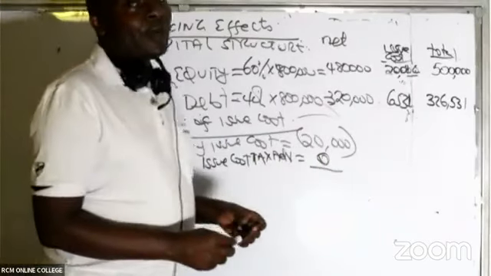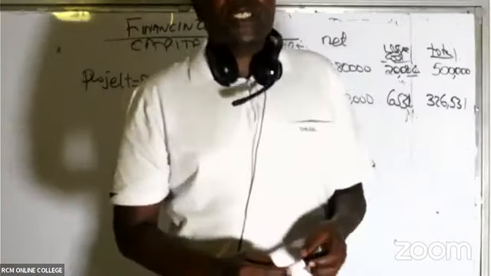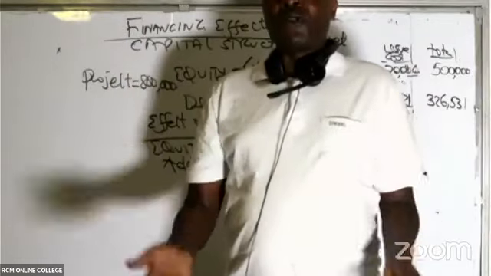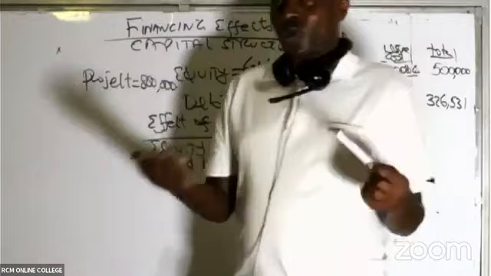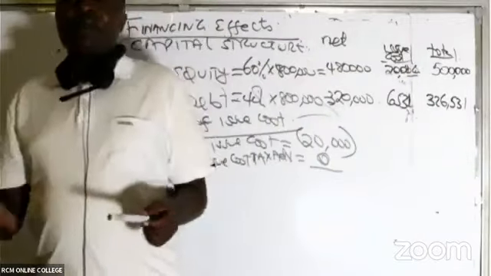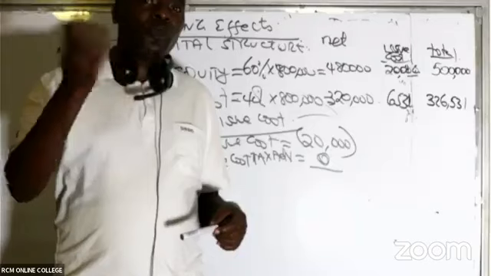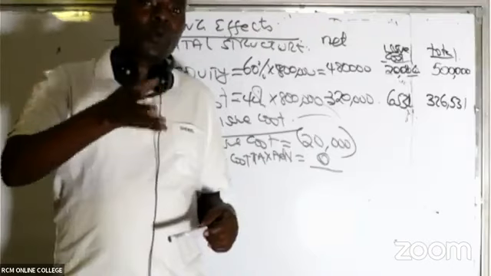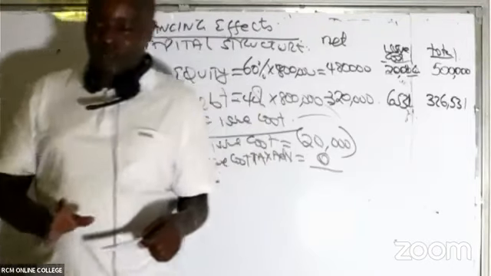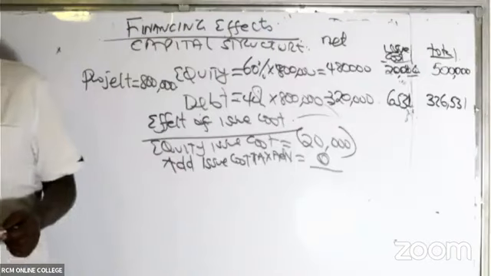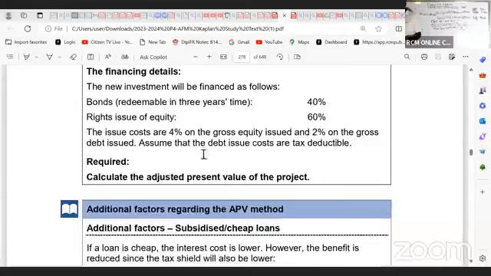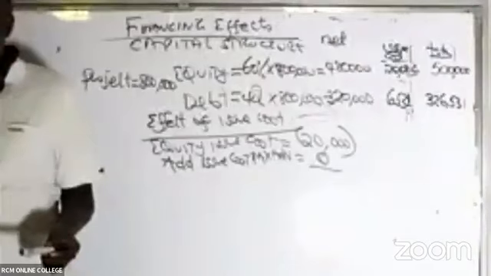Equity issue costs are never allowed for tax. The only issue costs which are normally allowed for tax purposes are the debt issue costs. Remember, even dividends that you get out of equity ownership can never be allowed for tax. Anything associated with equity can never be allowed for taxation. And that is what the question has told you: assume that the debt issue costs are tax deductible. The others are not tax deductible. So then you leave it like that.